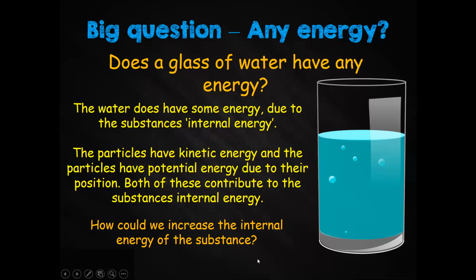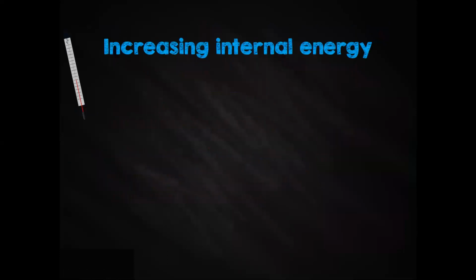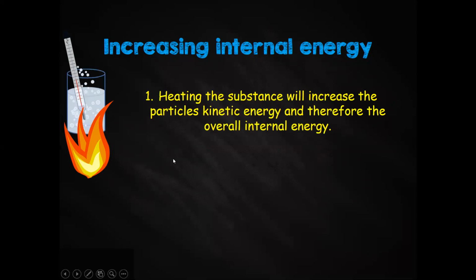Next question we're going to look at: how could we increase the internal energy of a substance? Now we know that internal energy is the sum of the kinetic energy and the potential energy of the particles. If we can increase the kinetic energy of the particles, we can increase the internal energy of the system. The way we increase the kinetic energy of all the particles is by heating. When we heat any substance, the particles gain thermal energy and move faster. When they move faster, they gain kinetic energy, and when there's an increase in the kinetic energy, there will be an increase in the internal energy.